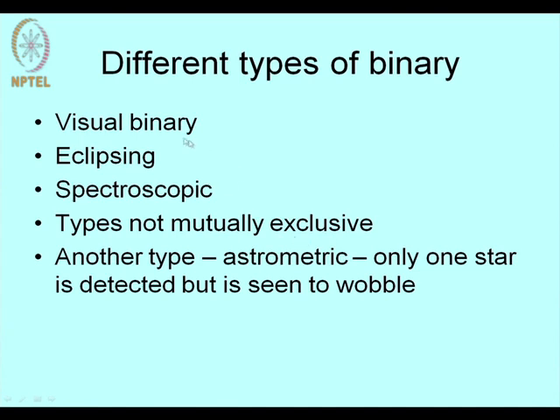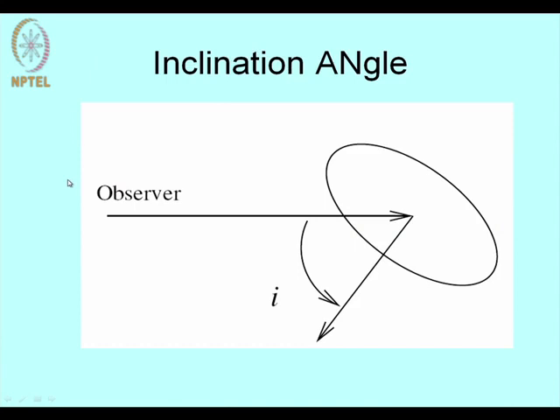So, let me now go in some detail, not very much, in some detail tell you about these three different types of binary systems: the visual binary, the eclipsing binary, and the spectroscopic binary. Before that, we need to introduce certain nomenclature.